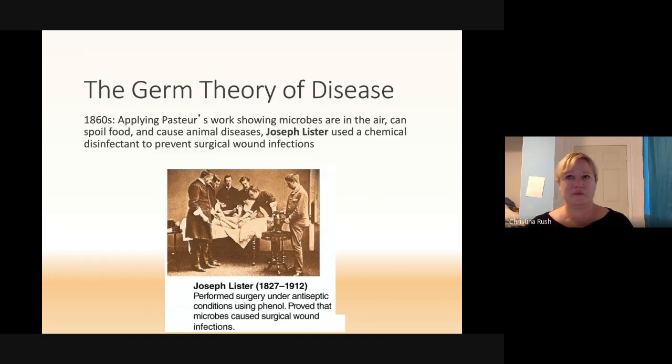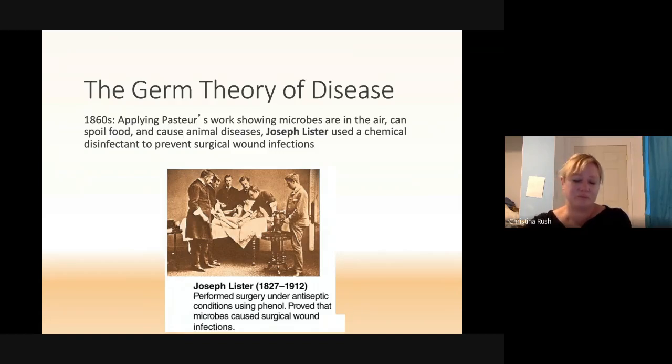So around this time, Joseph Lister applied Pasteur's work. He said, there are microbes in the air. These microbes can spoil food. They can cause animal diseases. I think they can also cause human diseases. And so he started introducing chemical disinfectants to prevent surgical wound infections. And they all thought he was a little bit crazy at the time. He was just using iodine.